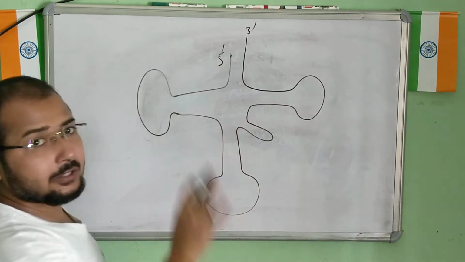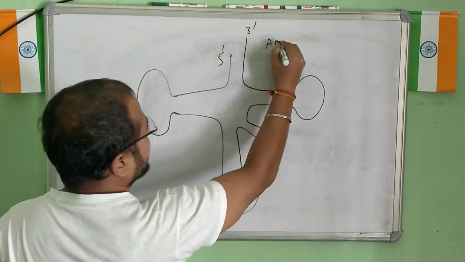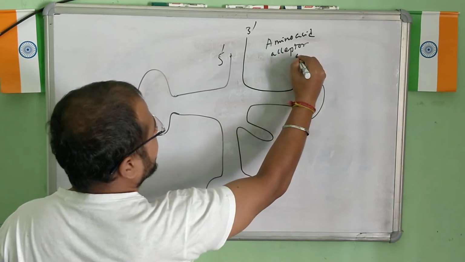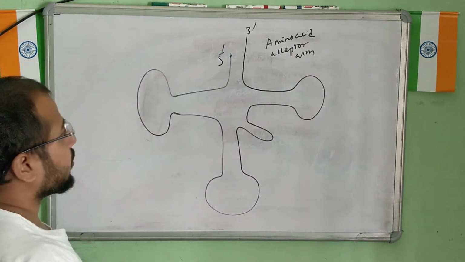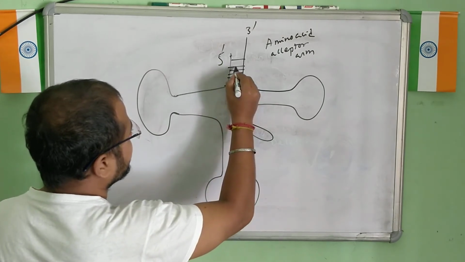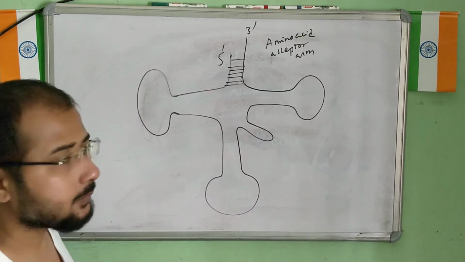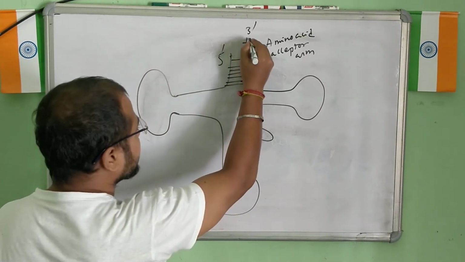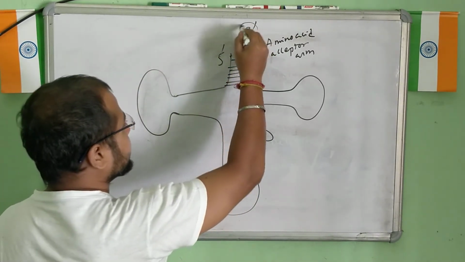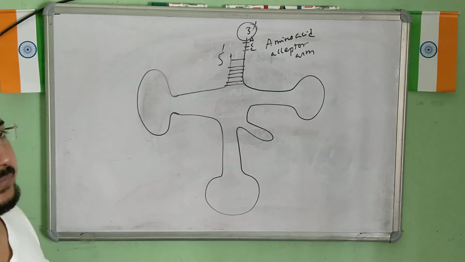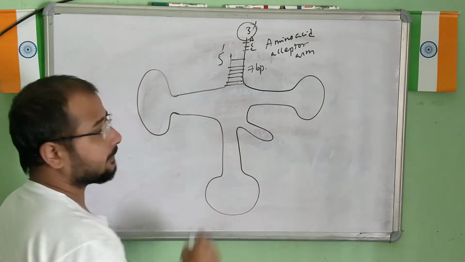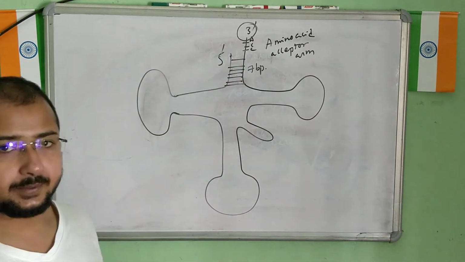This arm is the amino acid acceptor arm, where we see 7 base pairs: 3, 4, 5, 6, 7. Yes, 7 base pairs are here, and here we see the ACC structure. This is where the amino acid is going to come and bind, the open end. This is the amino acid acceptor site.